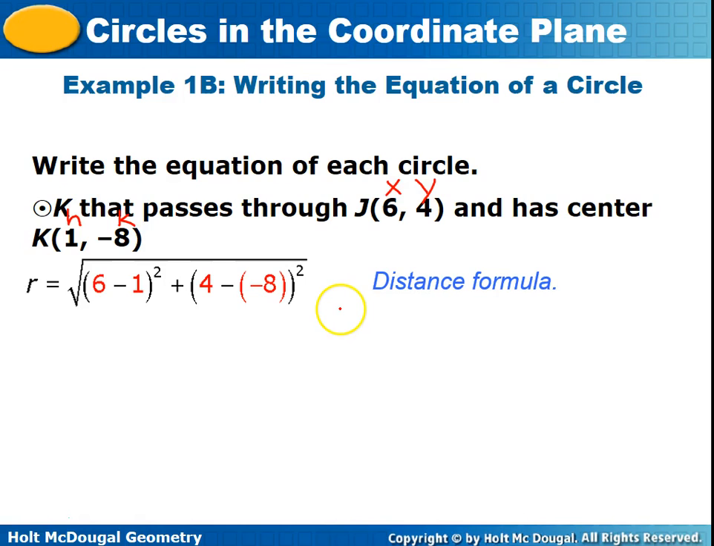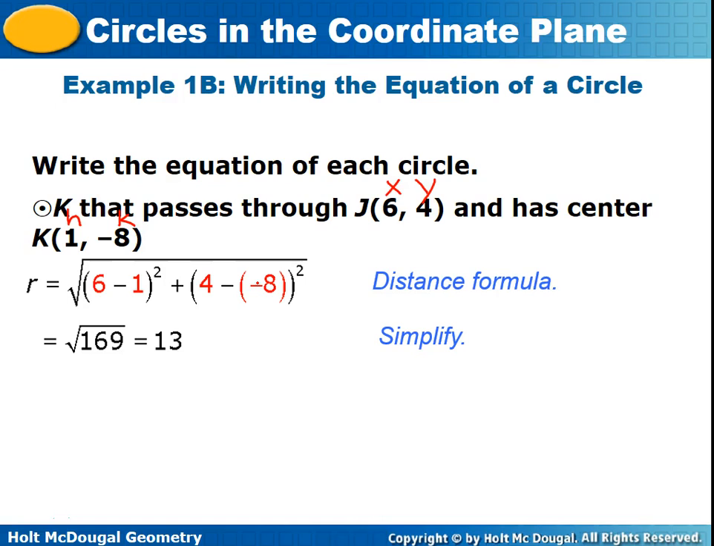So we're going to, again, plug our values in. This is our X and our H. This is our Y and our K. Remember, if we got a minus, we still put it in the problem because minus a minus will end up being a plus. So that's going to end up giving us 5 squared here. This is going to end up giving us 12 squared.